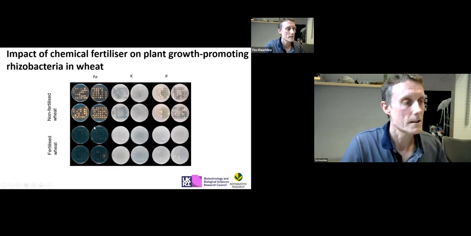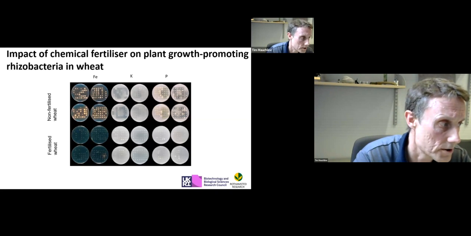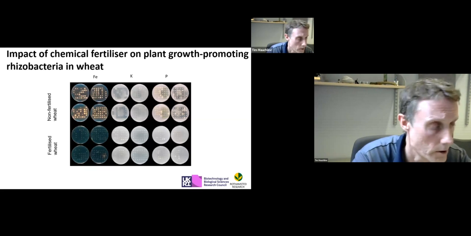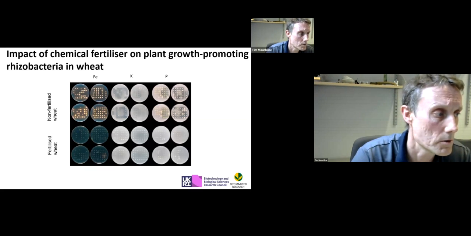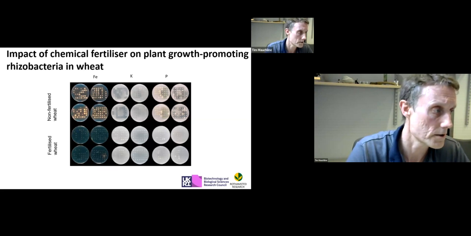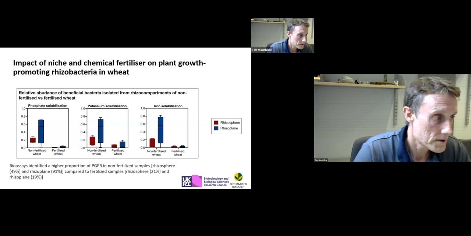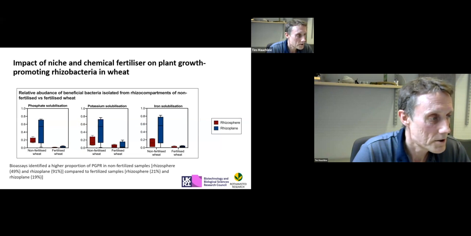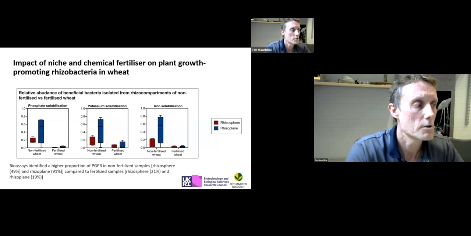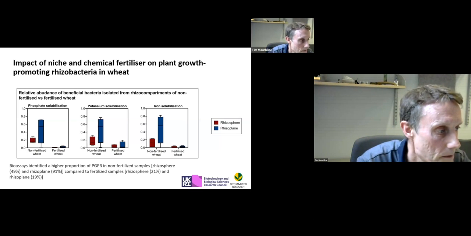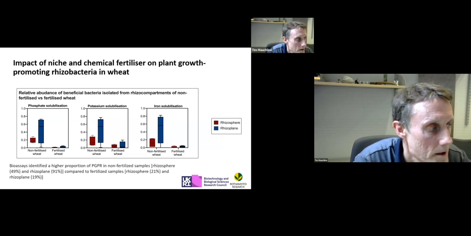And there was a clear difference in the ability of the microbes to actually perform these functions depending on where they came from. So essentially, isolates that came from the fertilized wheat were far less able to perform these plant growth promoting functions than those that came from the non-fertilized wheat. And we found that this was the case, the same as with the ACC deaminase system: when you get closer to the plant root system, this effect became more pronounced.